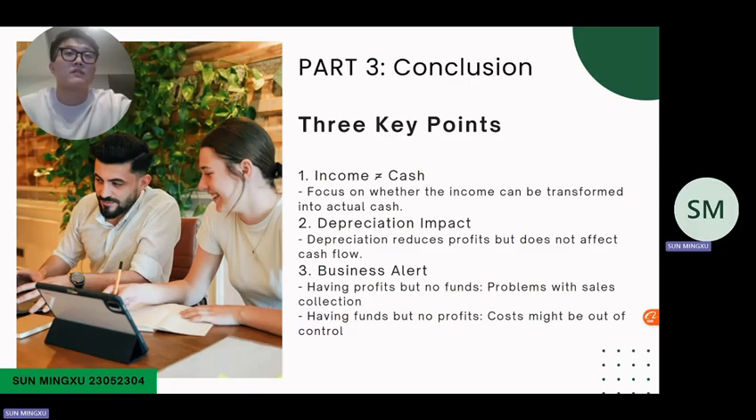For management, divergence signals operational issues. Profit without cash suggests receivable or inventory problems. Cash without profit indicates cost control issues. Combined analysis enables strategies balancing profitability and liquidity.